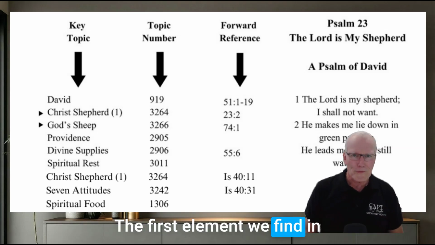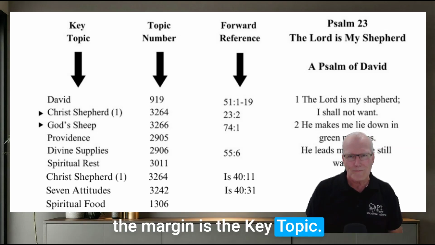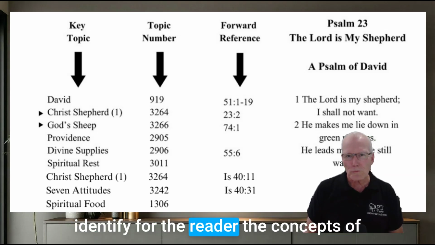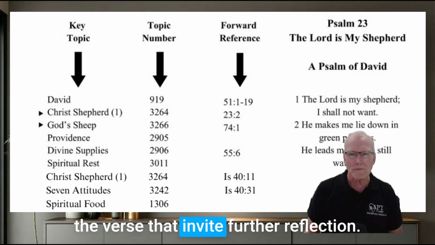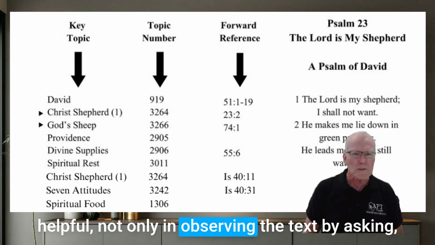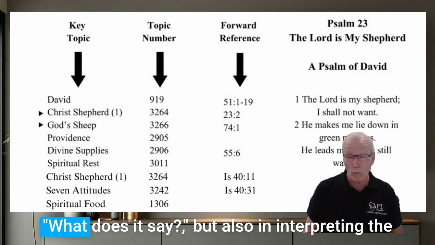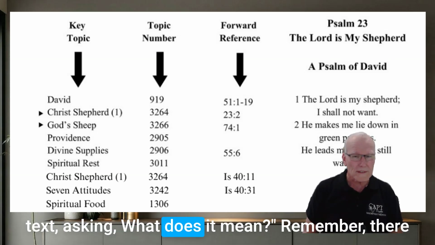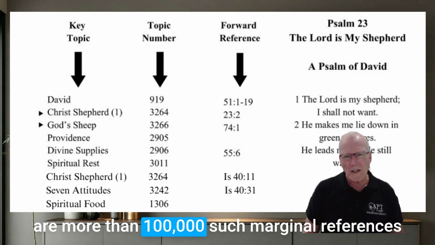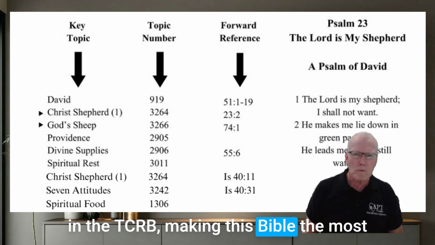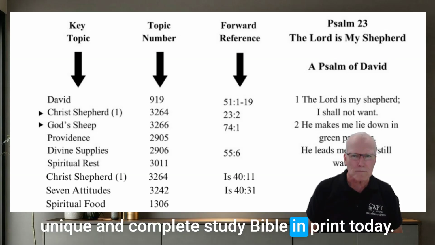The first element we find in the margin is the key topic. The key topics listed next to each verse identify for the reader the concepts of the verse that invite further reflection. And as we'll see in later videos, this is extremely helpful, not only in observing the text by asking, what does it say, but also in interpreting the text, asking, what does it mean? Remember, there are more than 100,000 such marginal references in the TCRB, making this Bible the most unique and complete study Bible in print today.